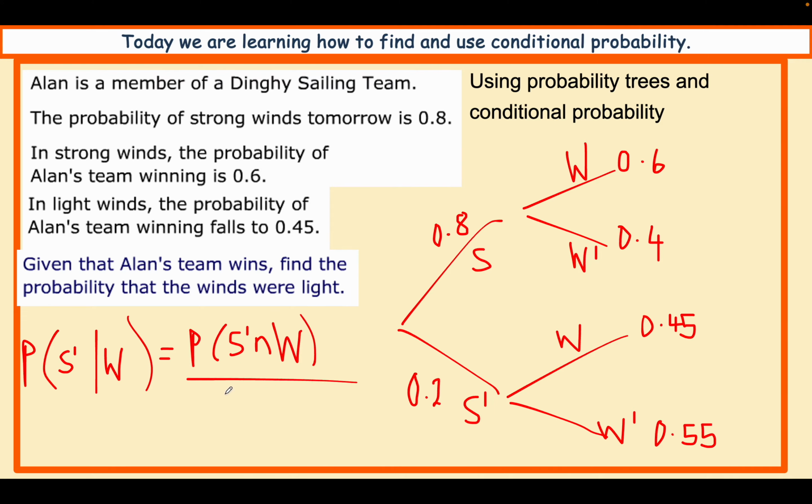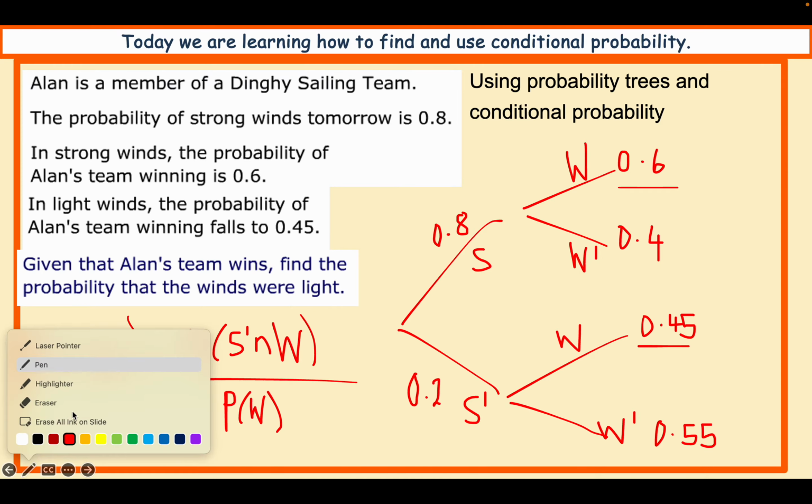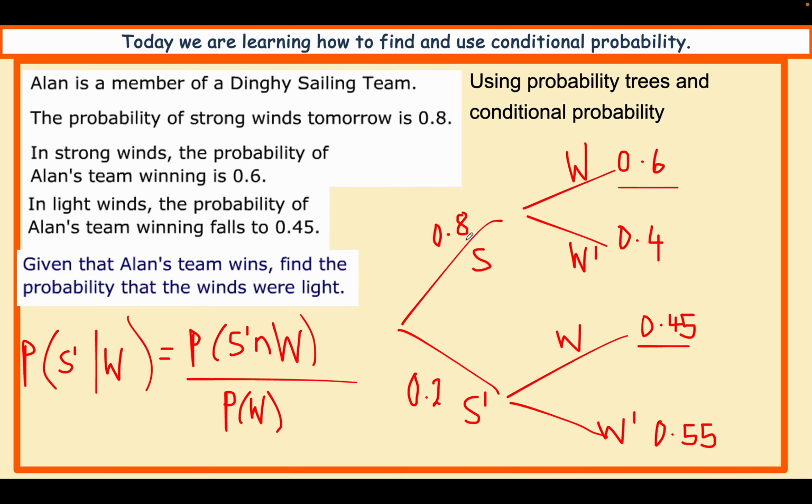Now, because W, which is the winning, is dependent on the previous event, this is not a straightforward case of picking 0.6 and 0.45, and that obviously exceeds 1 anyway. So to find out the probability of winning, and this would normally be a 5 marker in the exam, you have to work out the probability of it being strong winds and then winning, and then the probability of being not strong winds and then winning. So you have to work out the product of both of these pairs.